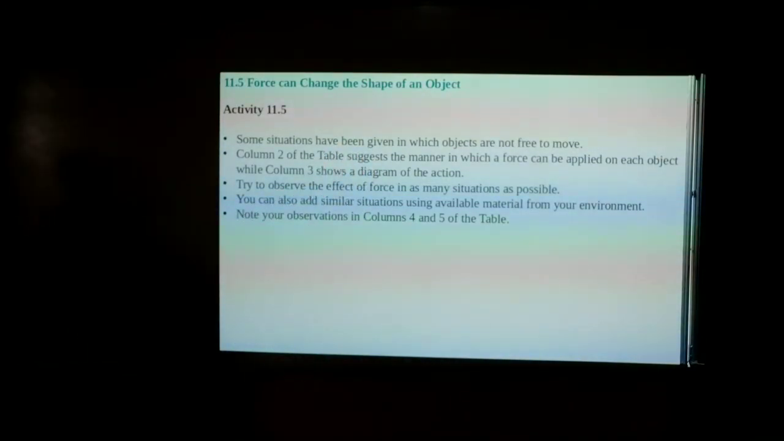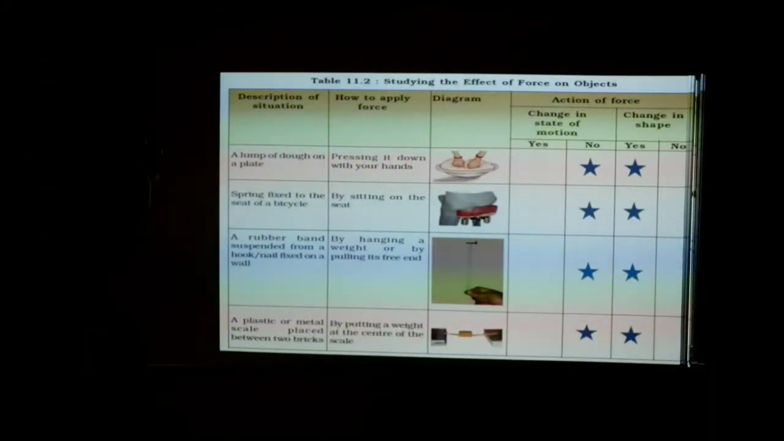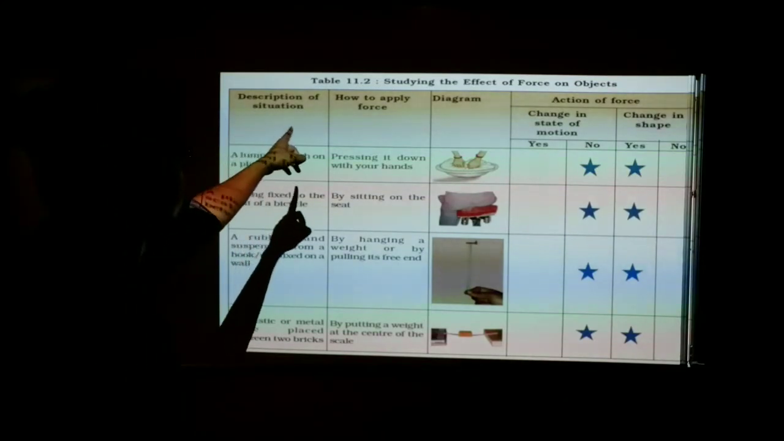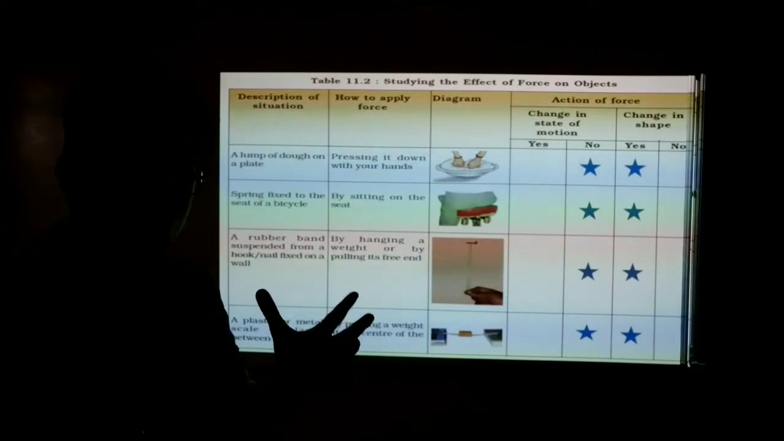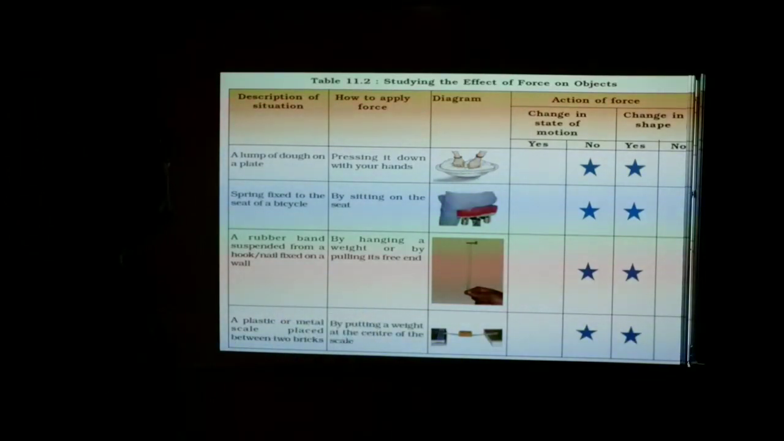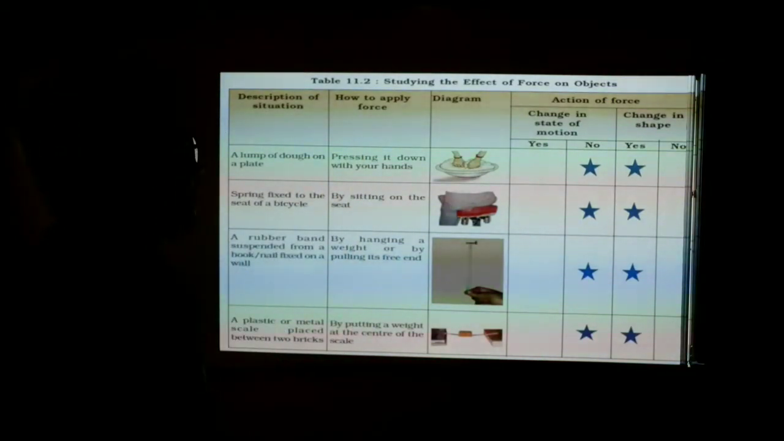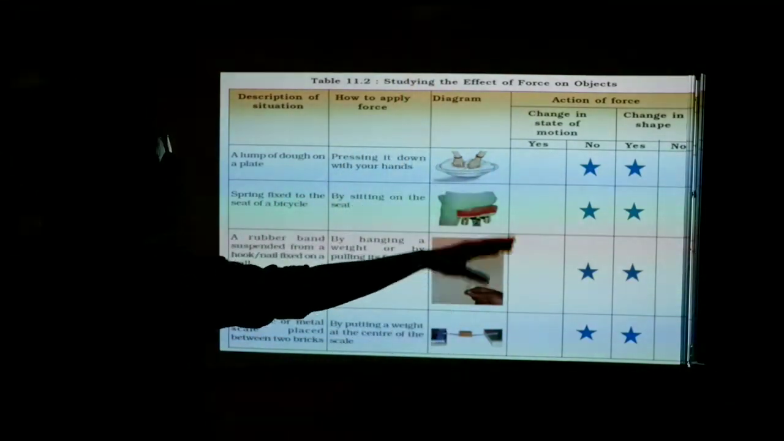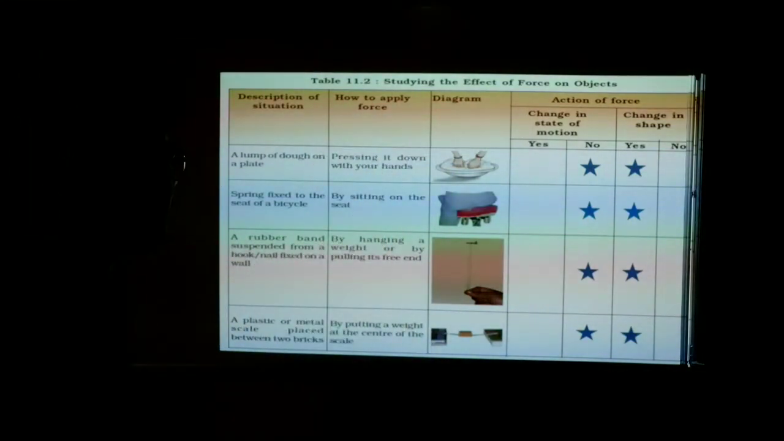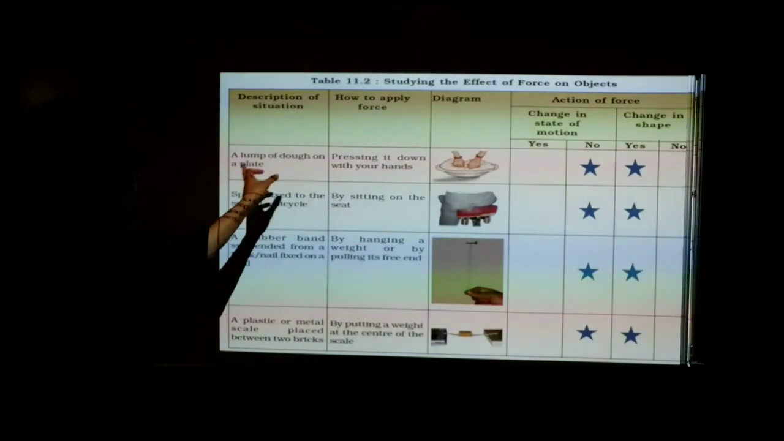So let us see the table first. In the table you can see a description of a situation. One situation is given where an object is completely fixed. The second is how to apply a force: you have to apply force tangentially, perpendicular or parallel to something. Third is the diagram, and fourth is the action of force, where you have to mention a change in state of motion or a change in shape.